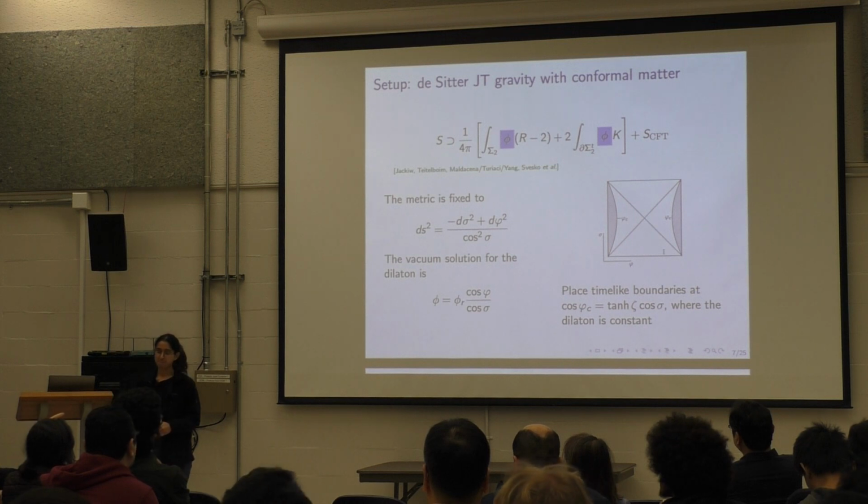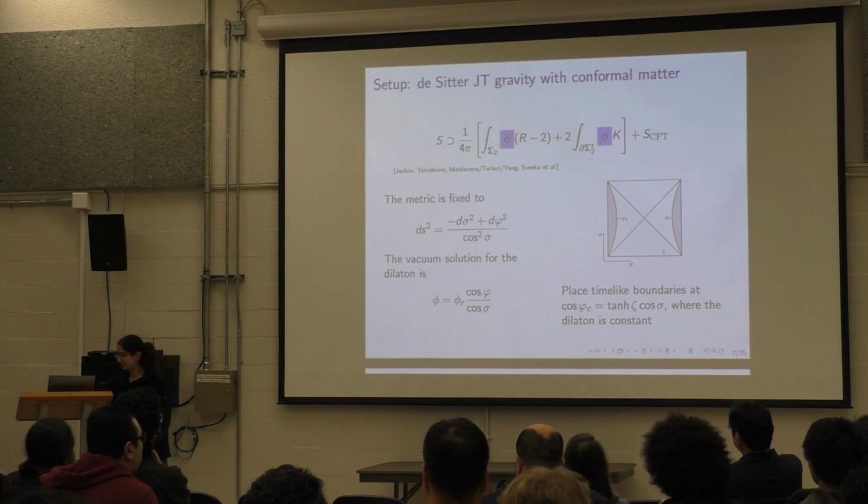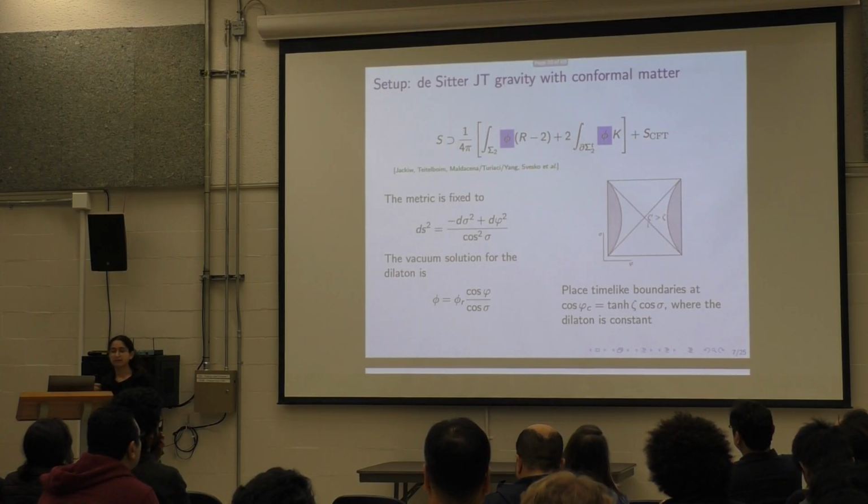Is there a reason why it's preferred to get constant dilaton? Yeah, so that's exactly what I'll explain here. Before I explain that, note that the locations of these boundaries are parameterized by this parameter zeta, and if I increase zeta, these boundaries become closer.